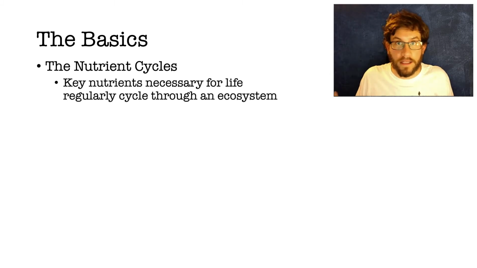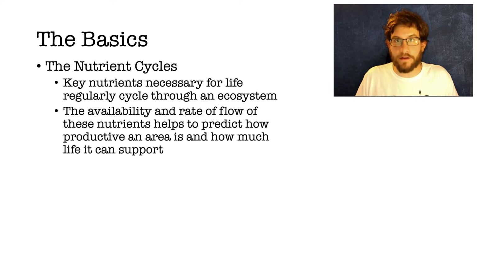So there are key nutrients that cycle through every ecosystem, and how quickly they cycle through and how much is available will dictate how much plant growth there is. And again, plant growth or productivity dictates biodiversity. So the more flow, the more available nutrients, you have more plants growing, which means you have more animals, more biodiverse. Right? Now there are a few key nutrients that we're going to be looking at.